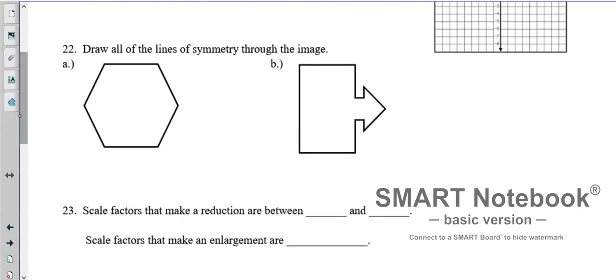All right, draw all the lines of symmetry you can through this image. All right, very easy. First off, you do all the dot to dot, corner to corners.